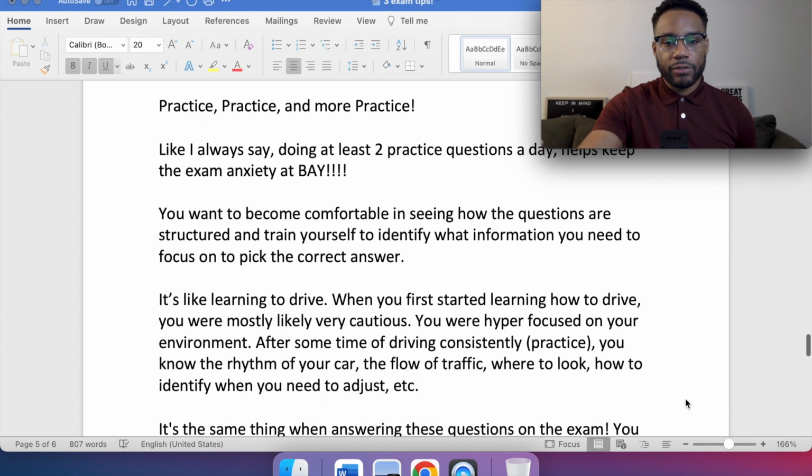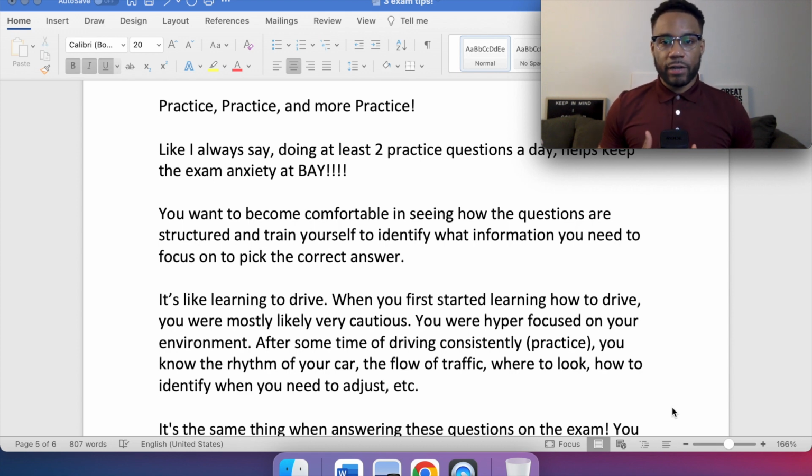It's like learning to drive. When you first started learning how to drive, you were most likely very cautious, right? You were hyper-focused on your environment. After some time of driving consistently, practicing, you know the rhythm of your car, the flow of traffic, where to look, how to identify when you need to adjust, etc.